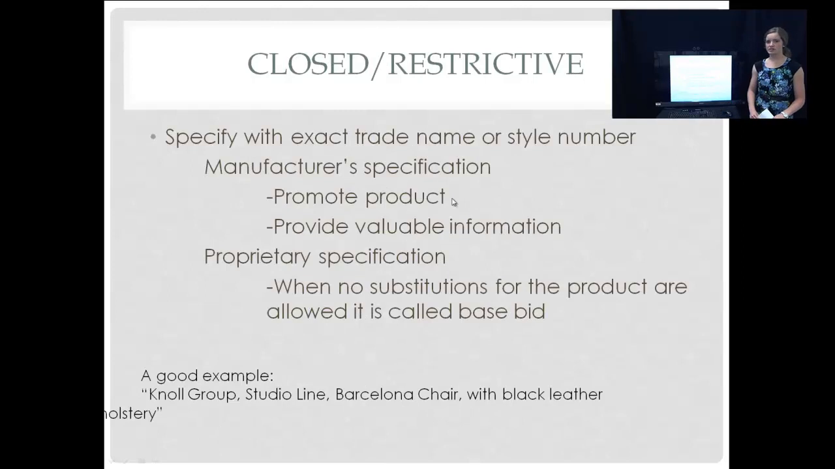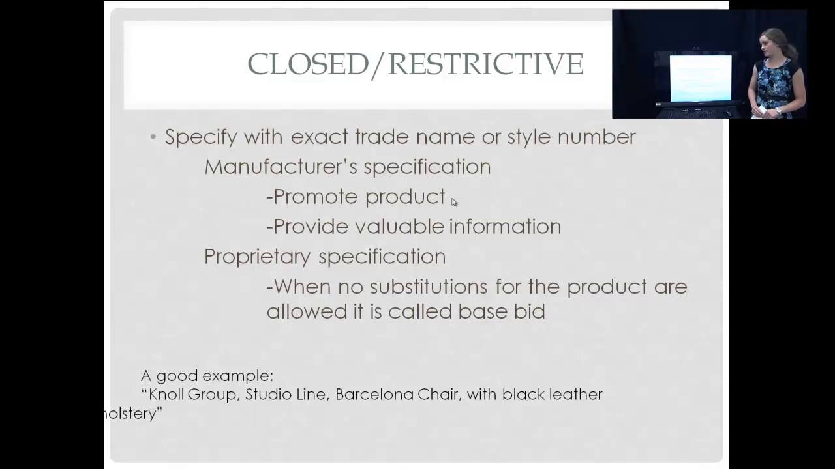So to go back over specifications, there are closed and open. Closed are known as restrictive, and they must be specified with an exact trade name or style number. These promote a product. They're mostly done by manufacturers. There's two types: manufacturer and proprietary. Manufacturers promote the product, and they provide valuable information. It also is easier for designers because when you go to different manufacturer websites, you can click on an item and look up the specification, which allows you to see the details for that particular object.